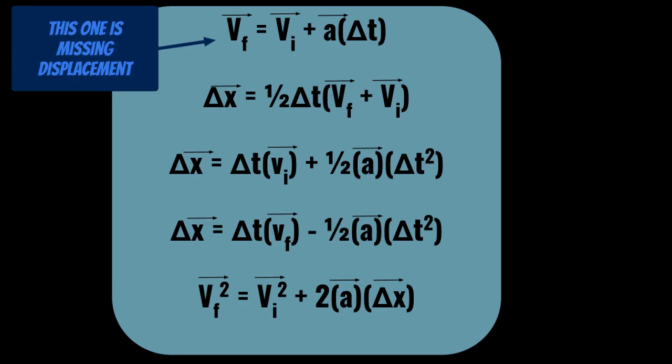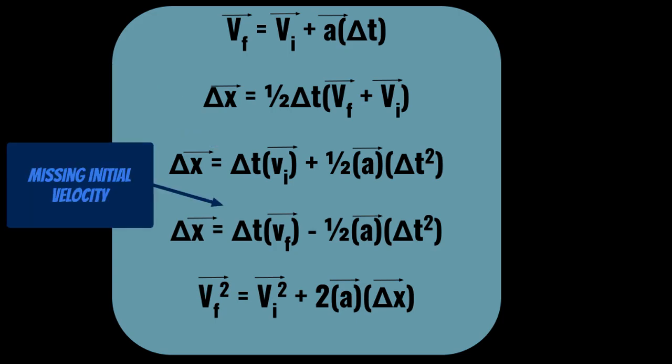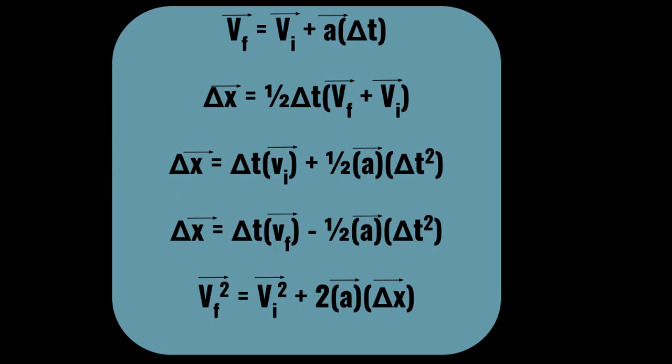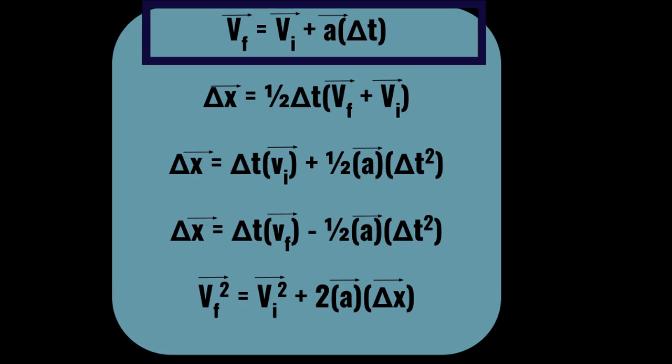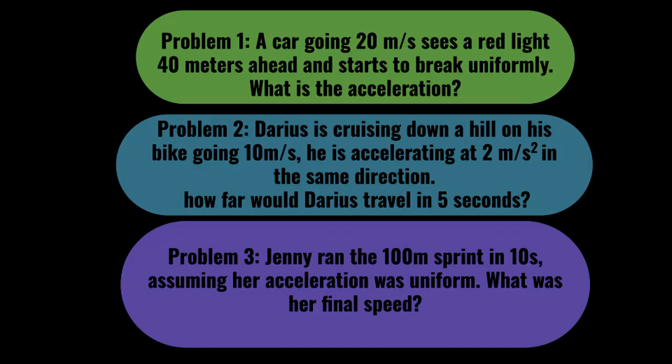This means that if you know the value of three variables, you can use these equations to find the value of the other two variables that are missing. For example, if you have time, acceleration, and initial velocity, you can find final velocity using this equation, and you can find displacement using this equation. Let's look at some practice problems.